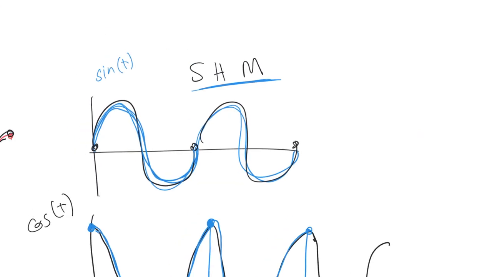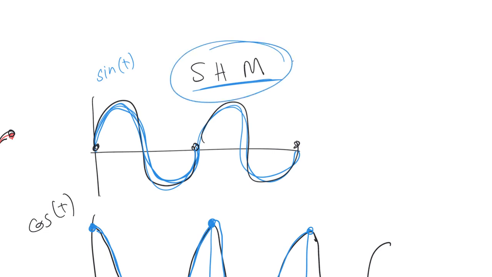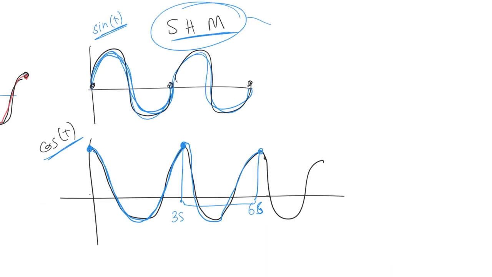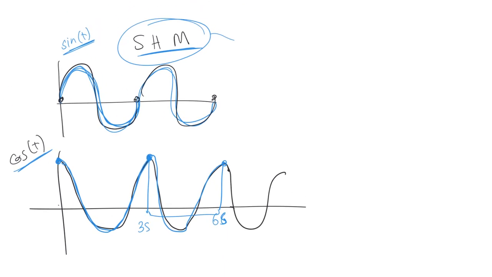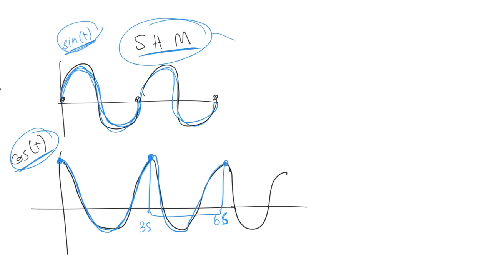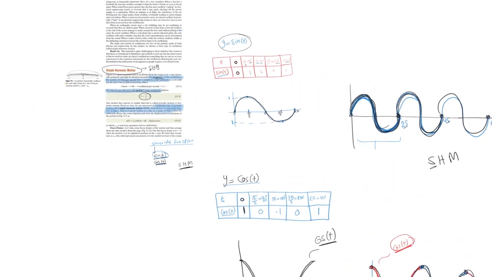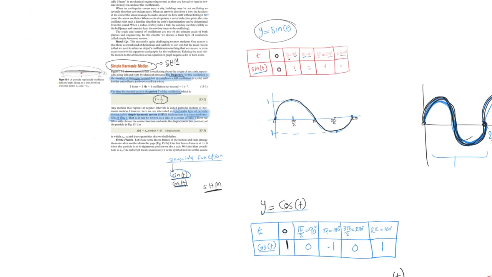So simple harmonic motion is a periodic motion, but it moves in sine t or cosine t, not in just any random function. No, it must be in sine t or cosine t. Okay, we will continue and go deeper into simple harmonic motion.